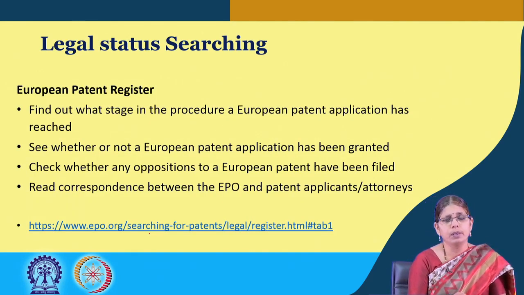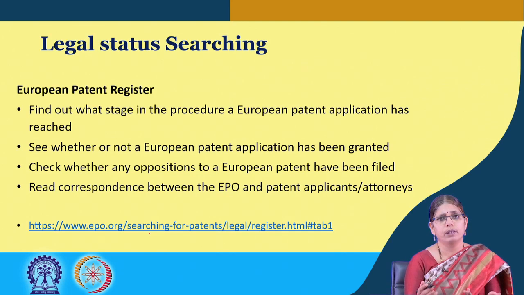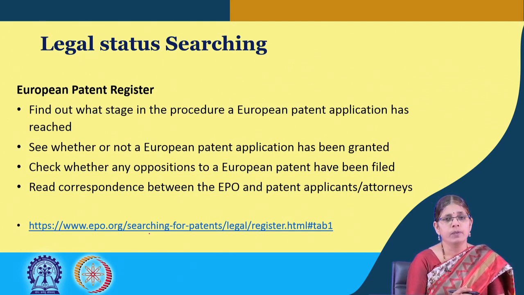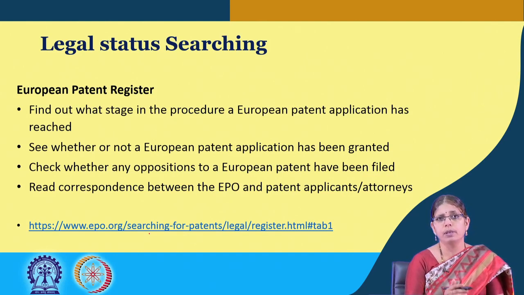Now, in the case of the EPO, you have the European Patent Register, which gives you information on whether, again, the patent application has been granted, what kind of information is available on whether oppositions have been filed on that, and what is the correspondence between the EPO and the patent applicant.